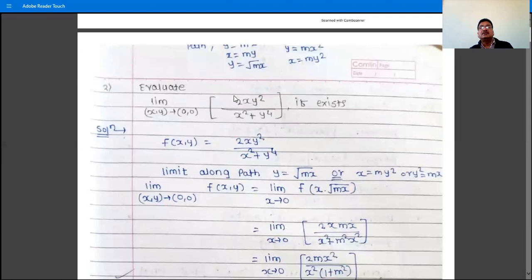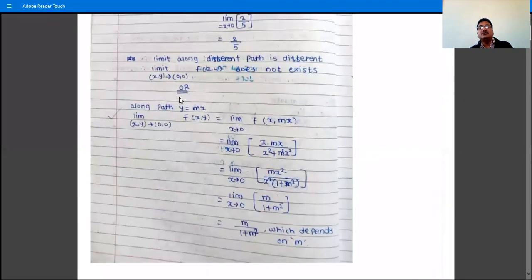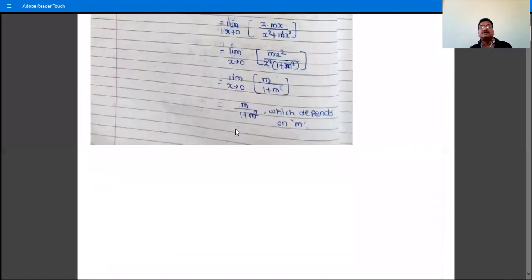So what are the paths? These are the paths: y is equal to mx, y is equal to root mx, x is equal to my. In this example, we also take the path x is equal to my. We will solve this example also by a third method: take the path x is equal to my. That is, substitute here. Instead of writing x tends to 0, write y tends to 0. In the place of x, write my, and then we have the answer again depending on m, and therefore the limit along different paths is different.